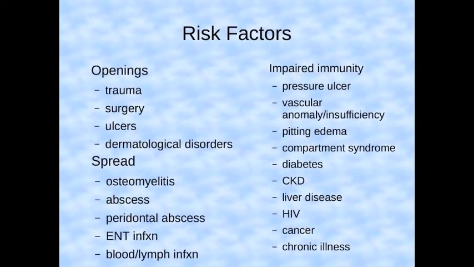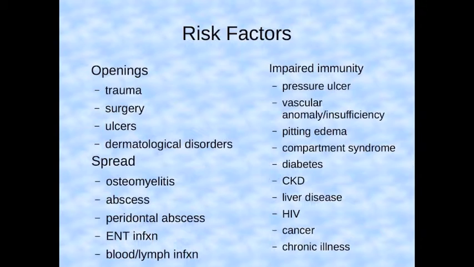Moving on to risk factors. Most obvious is an opening in the skin from trauma, surgery, ulcers, dermatological disorders, and things like that. Impaired immunity, such as pressure being applied to an area that overcomes circulation, vascular anomalies, vascular insufficiency. Pitting edema can also stop circulation. Compartment syndrome. Diabetes, we all know that impairs immunity. CKD, liver disease, HIV, cancer, chronic illness, these things all affect the immune system.